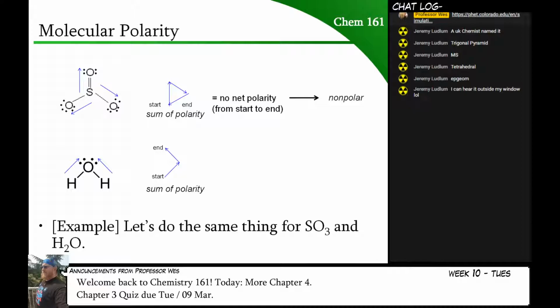So with water, I ended up in a different spot than when I started. So we would say that water is polar. And more specifically, if the arrow points at the negative side and the start of the arrow is the positive side, I can then put that on the structure itself. So the oxygen side of water is the negative dipole end, and the hydrogen side is the positive dipole end.